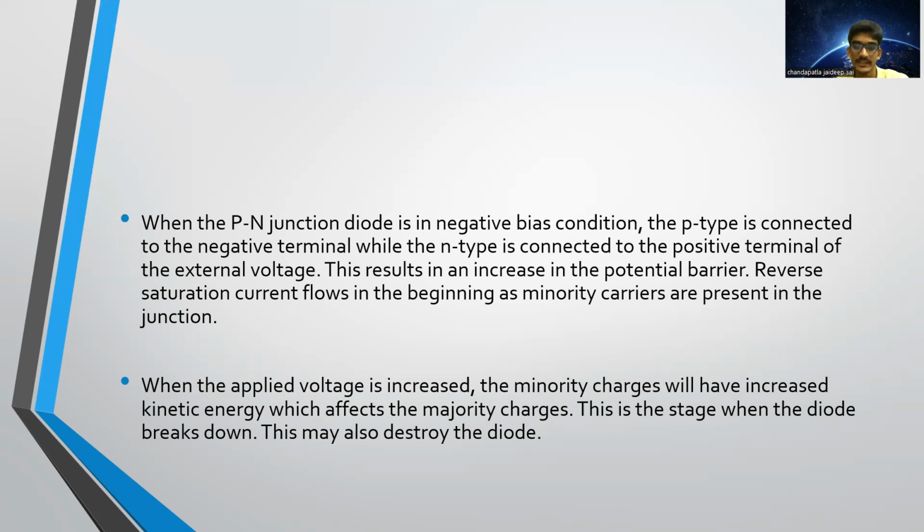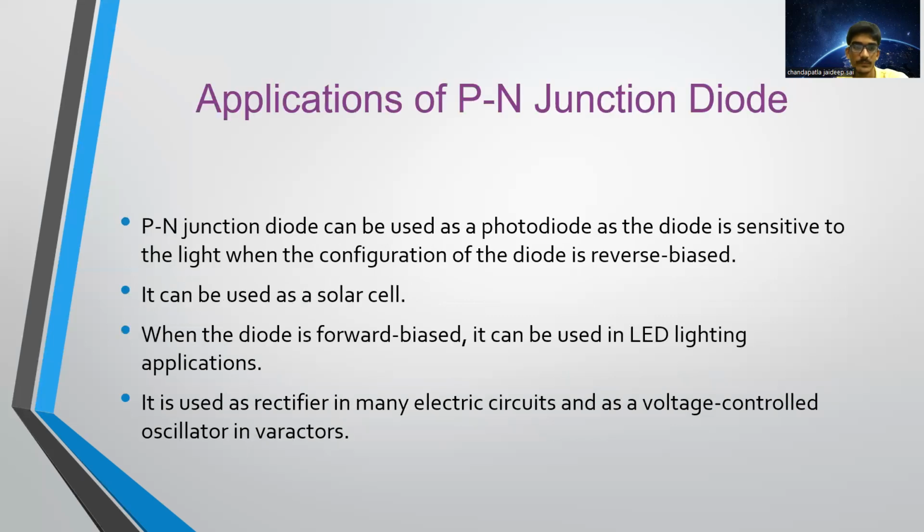When the applied voltage is increased, the minority charges will have increased kinetic energy, which affects the majority charges. This is the stage when the diode breaks down. This may also destroy the diode.